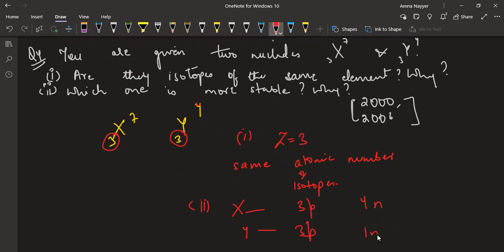All right. Now, due to the presence of a greater number of neutrons, if you notice here, this is greater than this. So more neutrons, more stable. This is the answer for this.